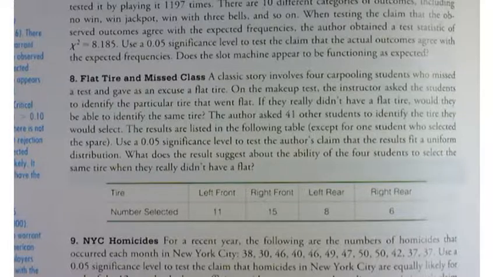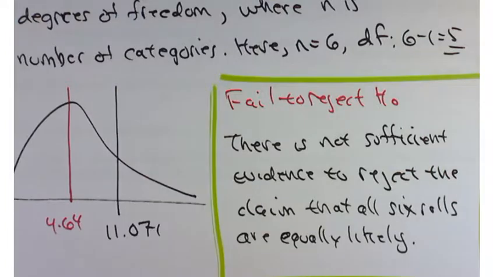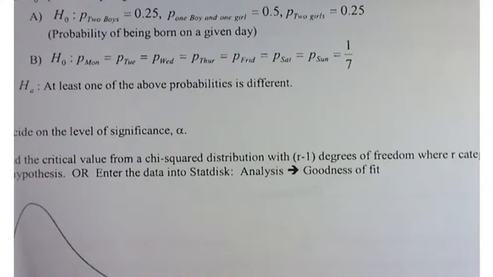Now, what does he mean by uniform distribution here? What would he mean by uniform distribution? There's no variation? Okay. In what way? Does that mean they all select the same tire? Yeah, each tire had the same chance of being selected.